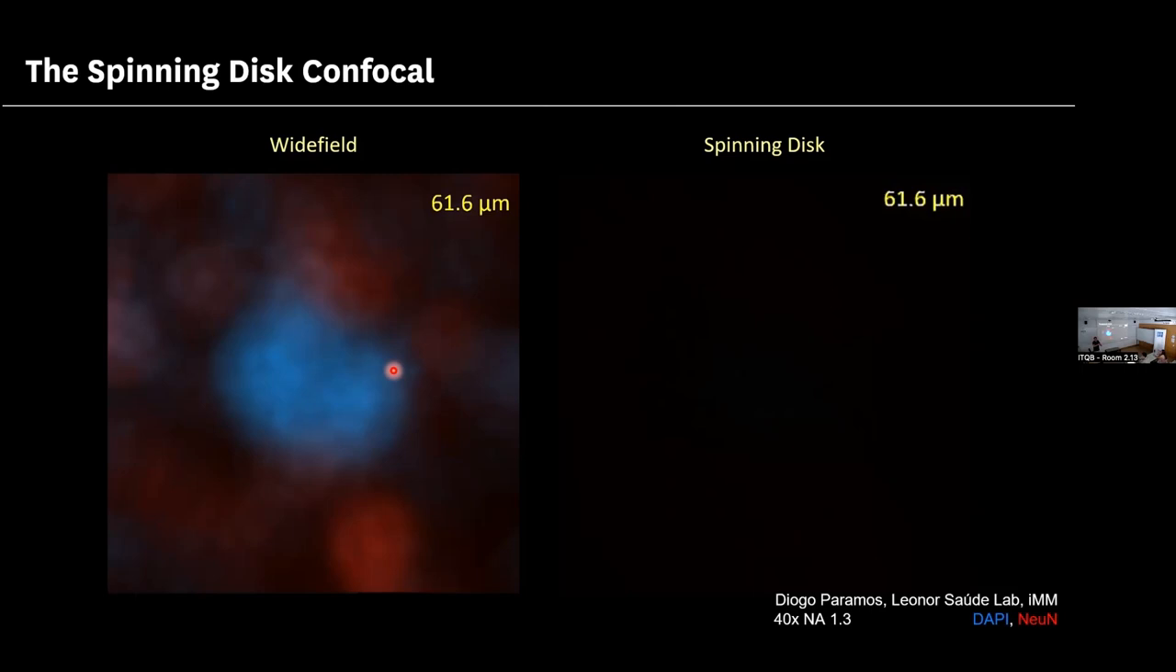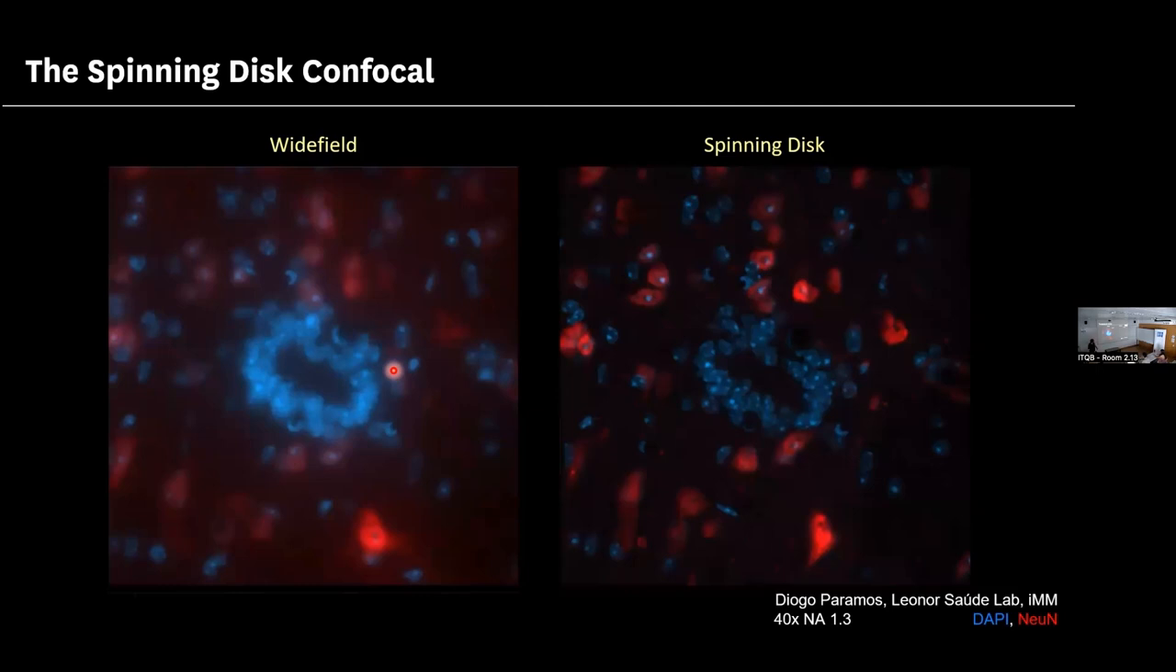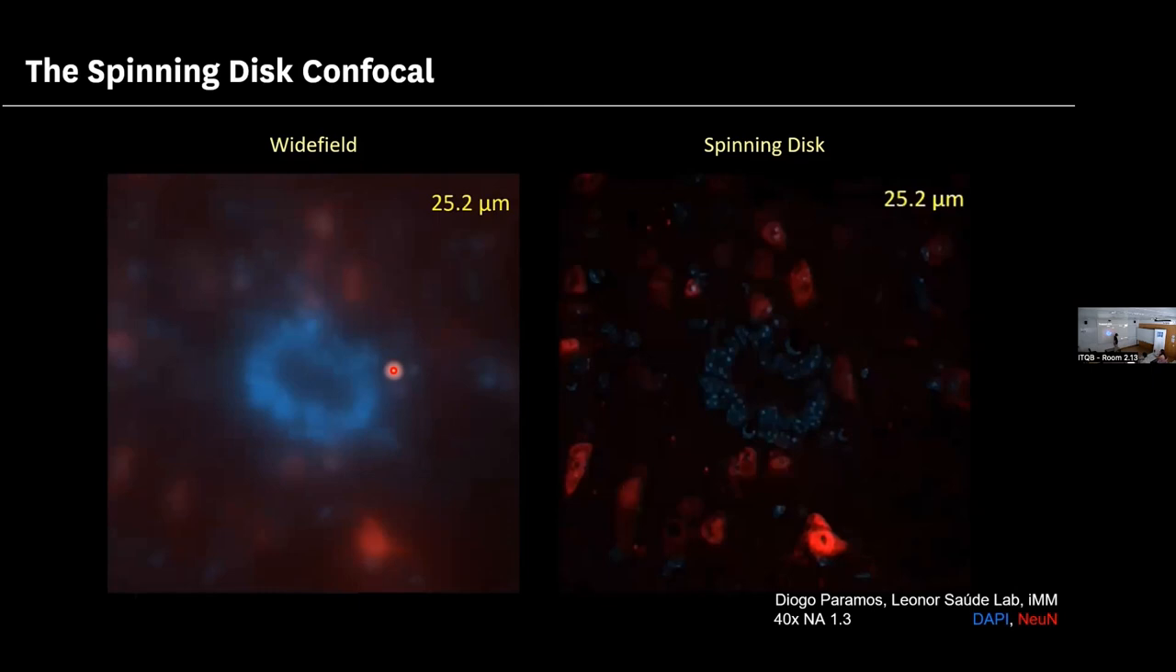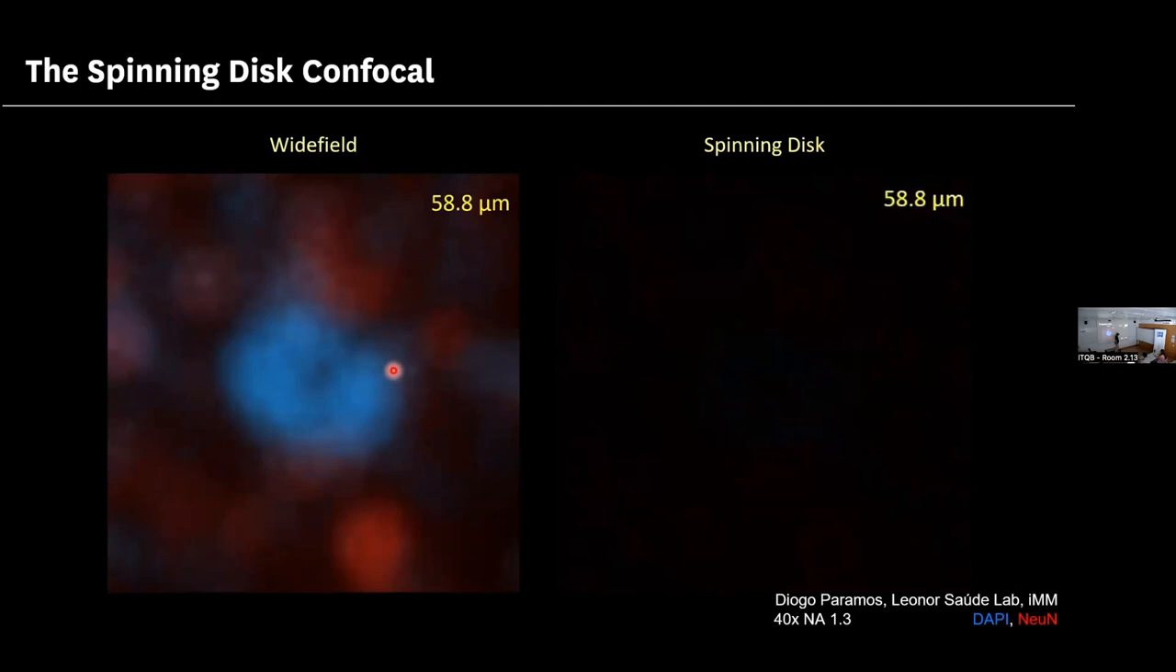Let me show you again. I want you to appreciate that you only actually have an image of your sample in the spinning disk when you go through the stack and actually reach the plane where the sample is. If you are above or below, you just don't see anything. You're not collecting any light because you are above or below the sample.